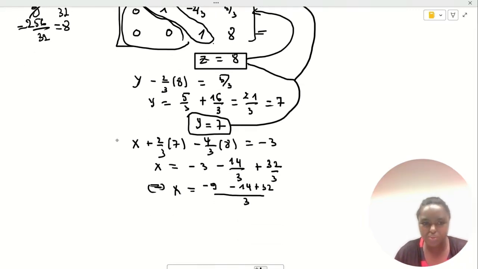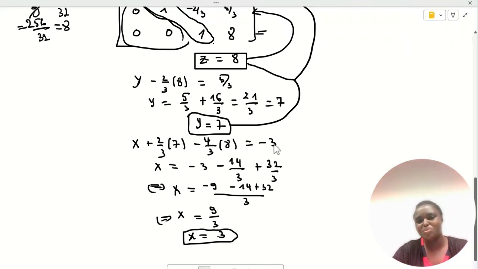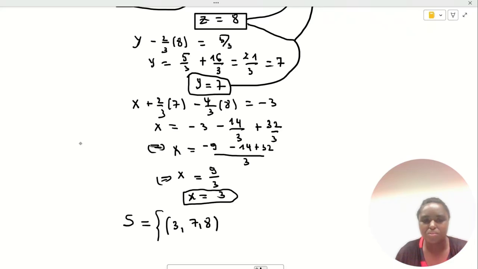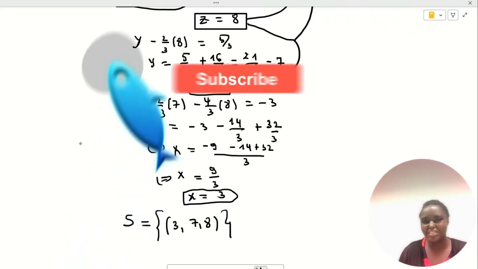We get x equals, this is minus 23 plus 32, yes, this is 9 over 3, and finally we get x equal to 3, and then we get our solution. When you solve a system, you always need to write the set of solution, and if S is the set of solution, the set of solution will be equal to this point, x equal to 3 and y equal to 7 and z equal to 8. So this is the solution. Isn't it good? Yes, very good.